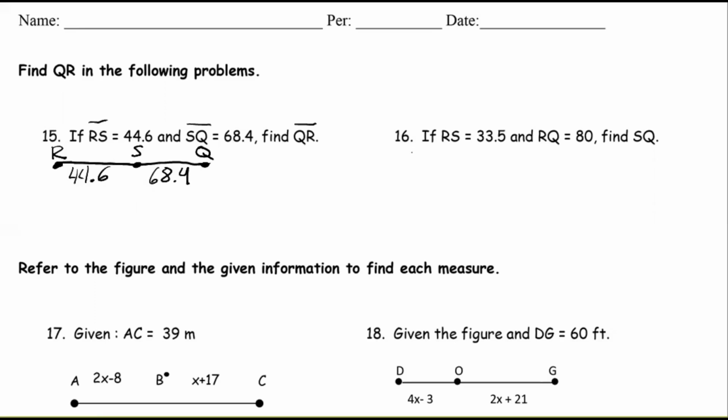So same thing here. We're going to assume that this is R, this is S, and this is Q. So now you're looking for SQ. So again, RS is 33.5. RQ, so the whole thing, so this is how they write it, RQ, the whole thing is 80. So again, this plus this equals 80. So subtract 33.5 from 80 and it gives you SQ.